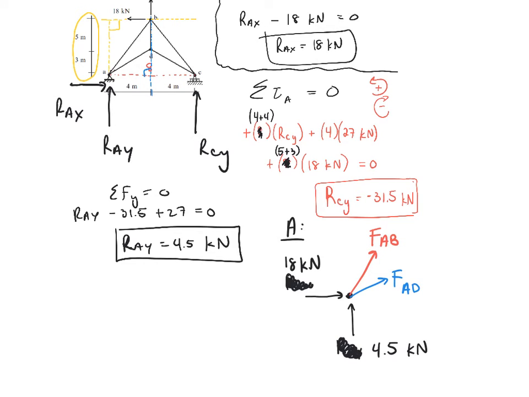I don't have to use the variables anymore, because once I solve for the reactions themselves, I just use the numbers that they are. The issue you're going to run into for this problem is that you have 2 variables to solve for, FAB and FAD. 2 variables means how many equations do you need?